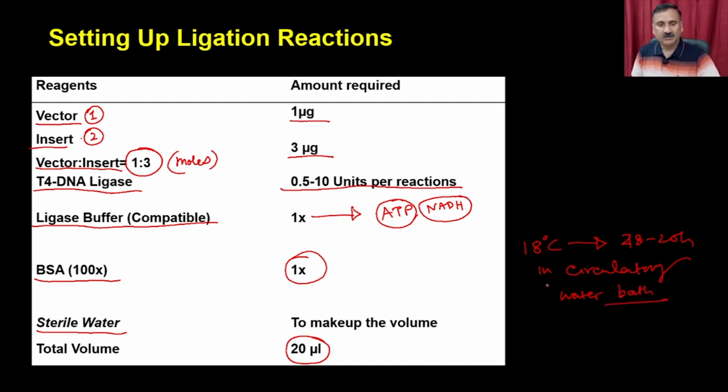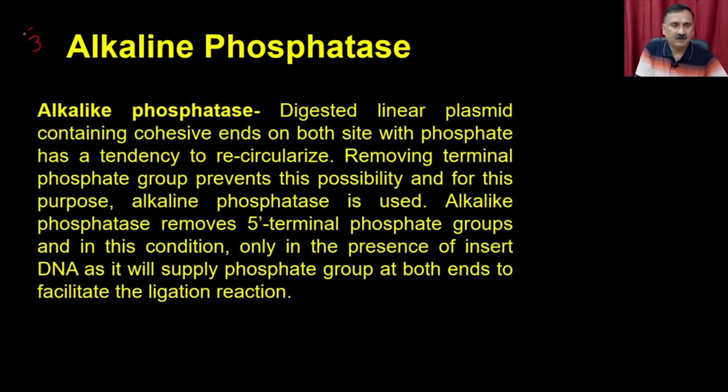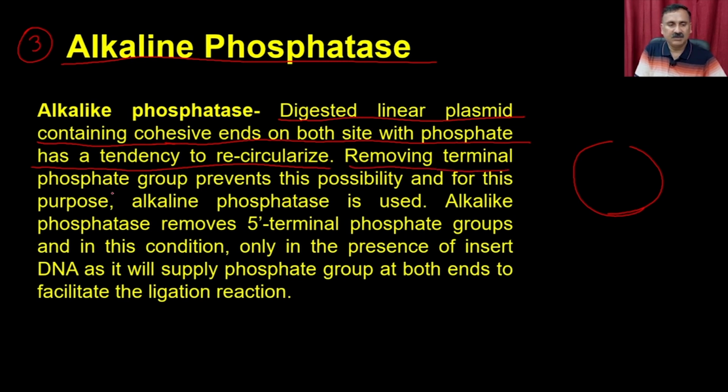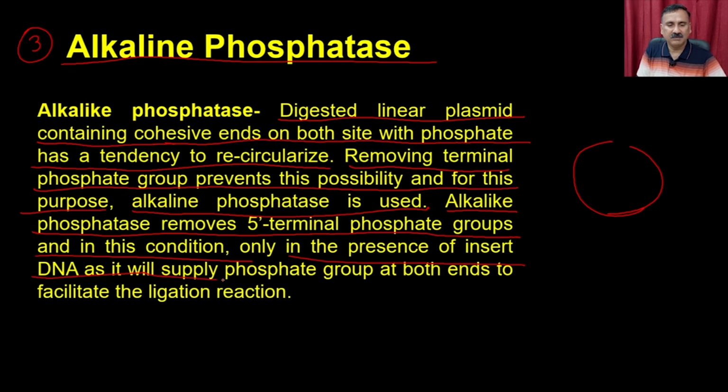Okay, now the third enzyme is called alkaline phosphatase. Why we use the alkaline phosphatase is because the digested linear plasmid containing cohesive ends on both the sides with phosphate has a tendency to recircularize. Removing the terminal phosphate group prevents this possibility, and for this purpose the alkaline phosphatase is used. Alkaline phosphatase removes the 5' terminal phosphate group, and in this condition only in the presence of insert DNA will it supply the phosphate group at both the ends to facilitate the ligation reaction.